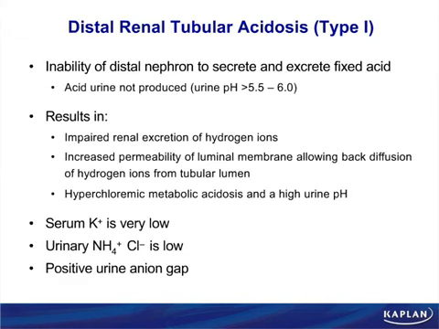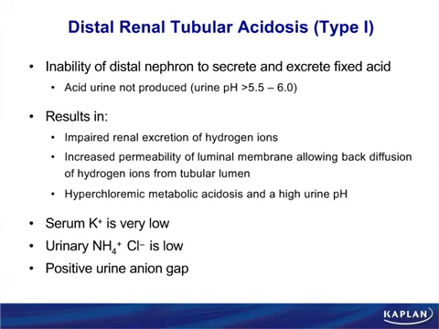So we spoke about the distal RTA before, but let's summarize. In a distal RTA, the distal tubules have lost the ability to secrete acid. You have lost the ability to excrete fixed acid, and you have lost the ability to acidify the urine. So your urine is not acidic. You have an alkaline urine with a high urine pH. You have, again, impaired renal excretion of protons.